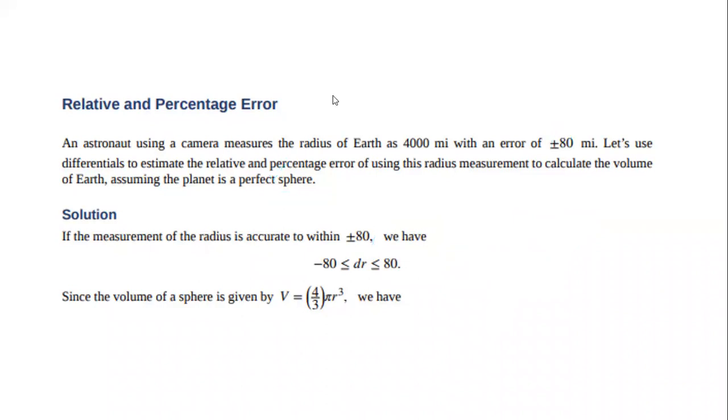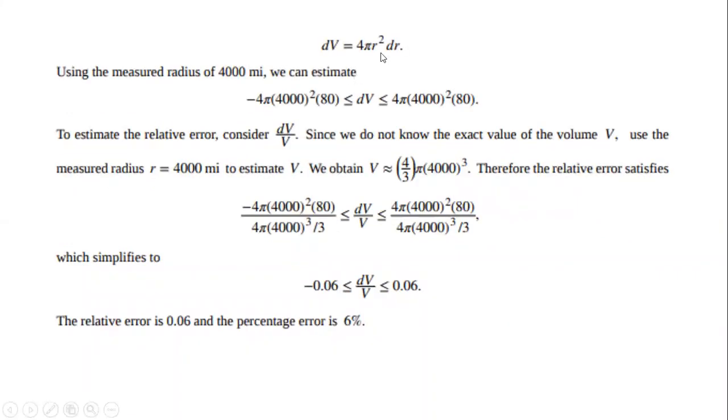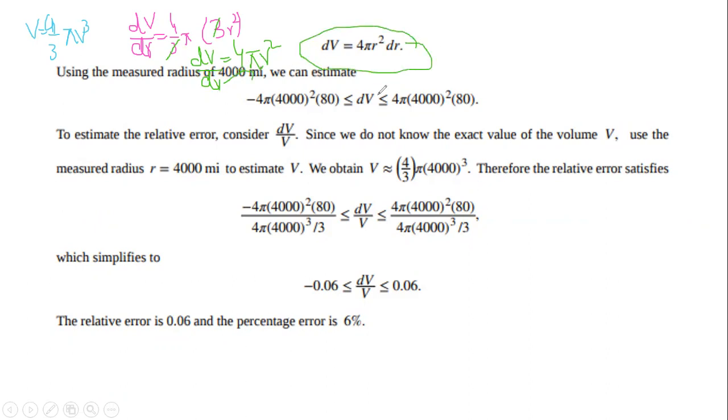So my volume is 4 upon 3 pi r cubed. And so it will be dV upon dr. Here 4 upon 3 pi is constant, and I have to differentiate r cubed, so it will be 3r squared. Now this 3 is divided by this 3, so it will be dV upon dr equals 4 pi r squared, and then this dr is multiplied here. So dV equals 4 pi r squared into dr.